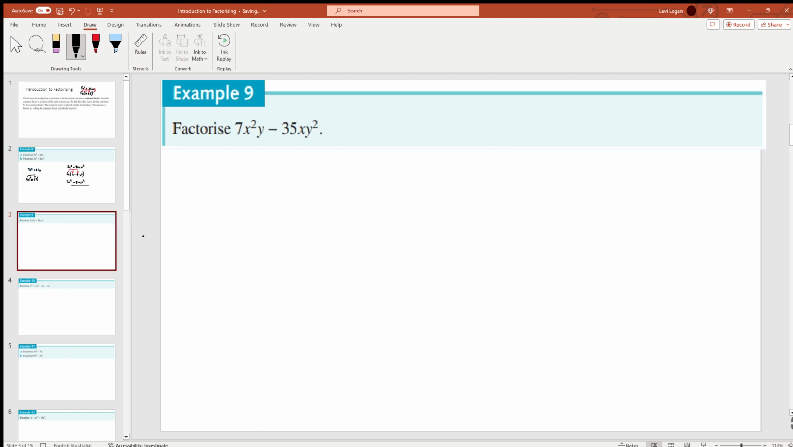So factorize 7x squared y minus 35xy squared. Let's just write that out. 7x squared y minus 35xy squared. We can see we've got two variables again, and we've got one of each. So immediately I can see I can factor out an x and a y out of both of them. Now I can't factor out more than one of each because this is x squared but the other is only x, and this is only a y but the other is y squared.